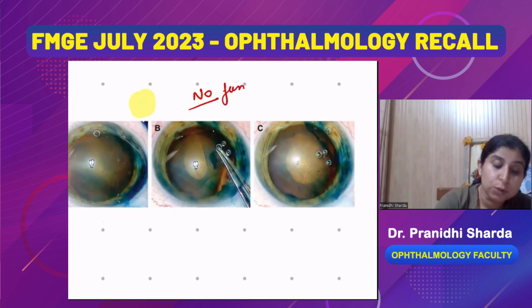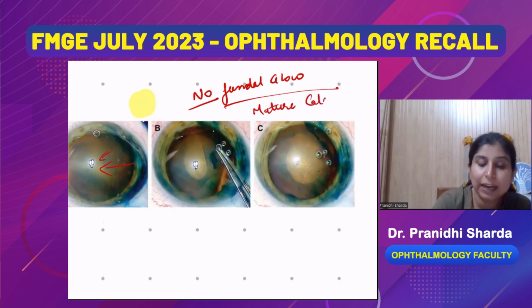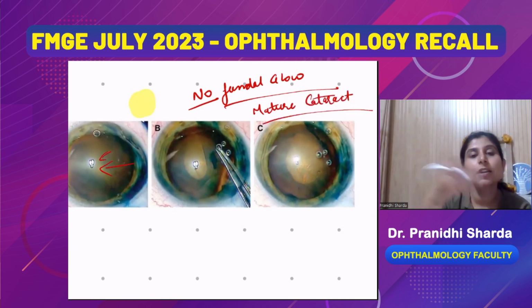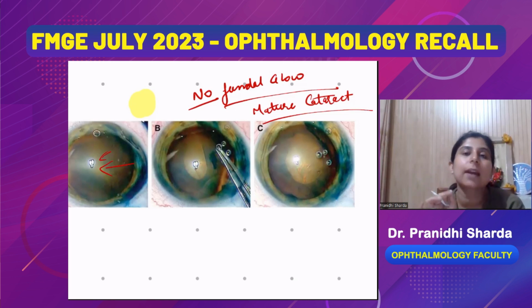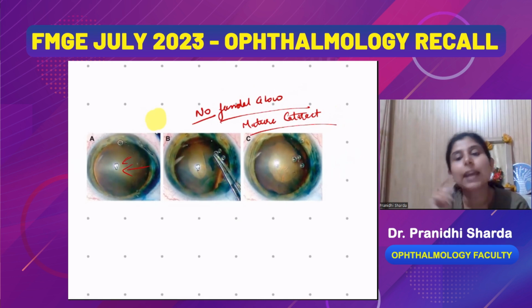No. Which types of cataract require trypan blue? Mostly whenever there is no fundal glow. In which condition will there be no fundal glow coming from behind? It will be in the cases of mature cataracts. So whenever there are mature cataracts with no fundal glow, we want to stain the capsule so that we can appreciate it and do the rhexis. So there we stain the anterior capsule with the help of trypan blue, and then the next step of the cataract surgery becomes easier. So this is an image of the capsulorhexis stained with trypan blue.